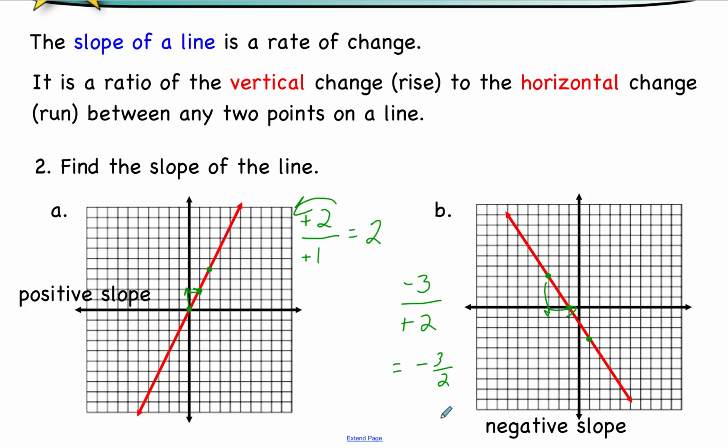We will usually leave our slope as improper fractions with whole numbers rather than decimals. It's going to be a lot easier to work with the fractions than the decimals.